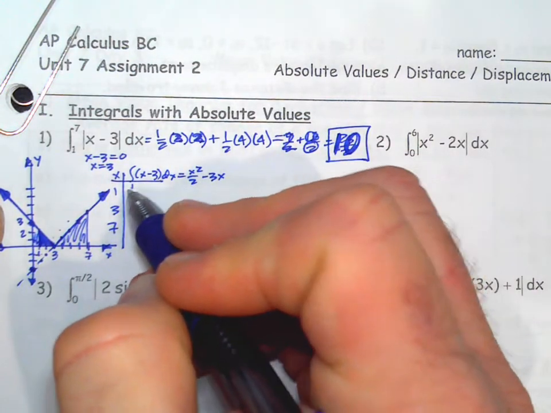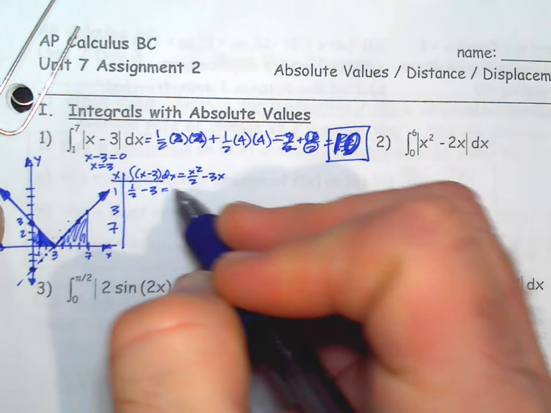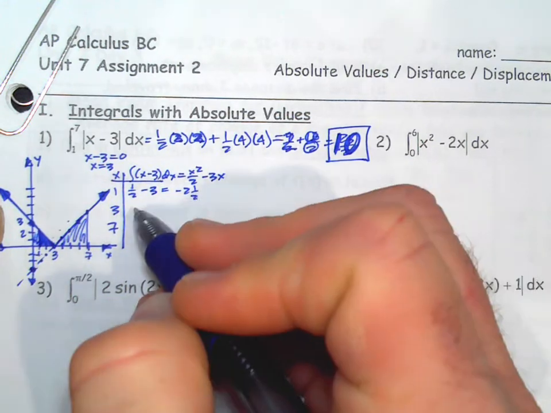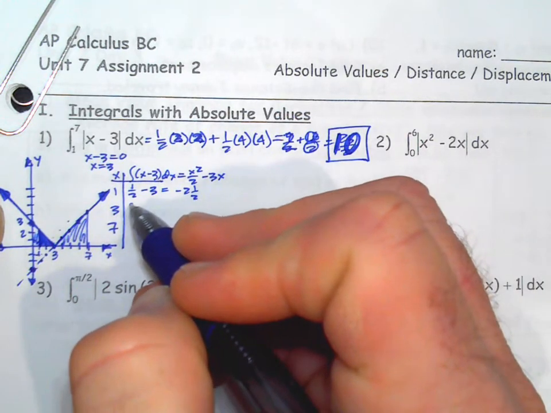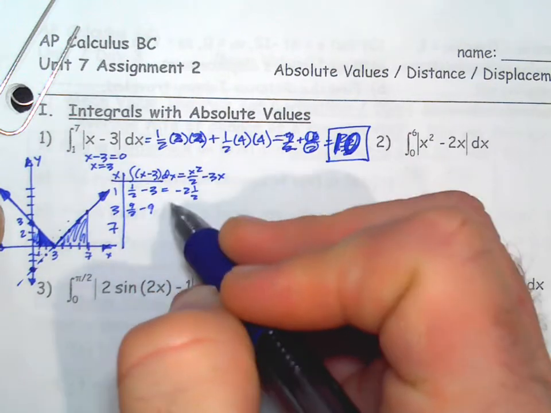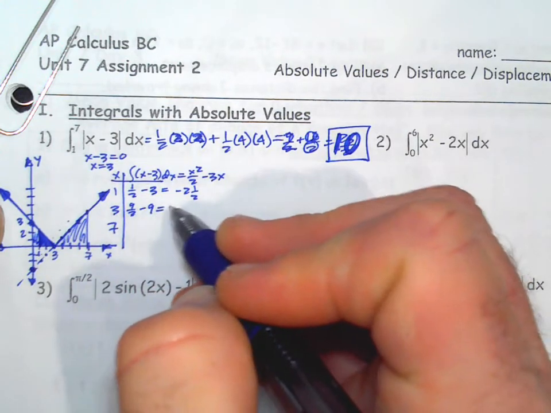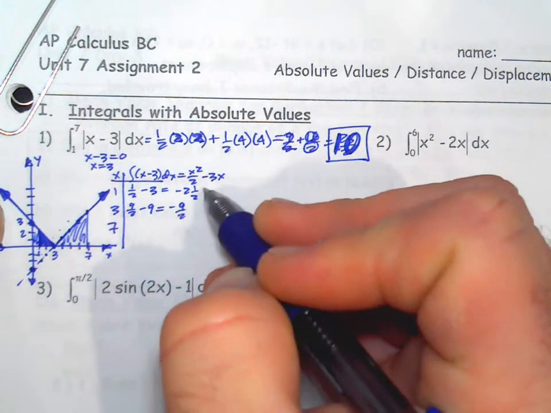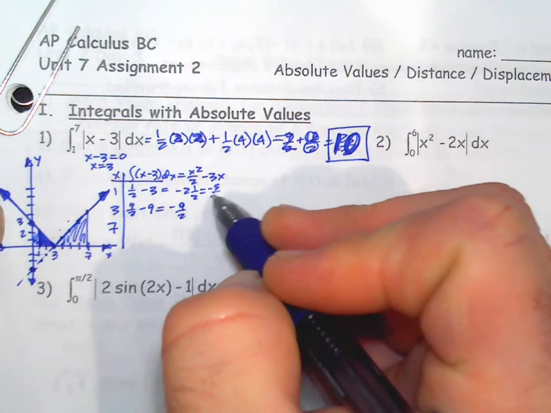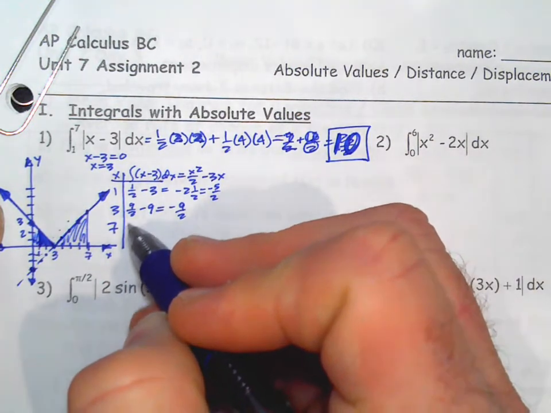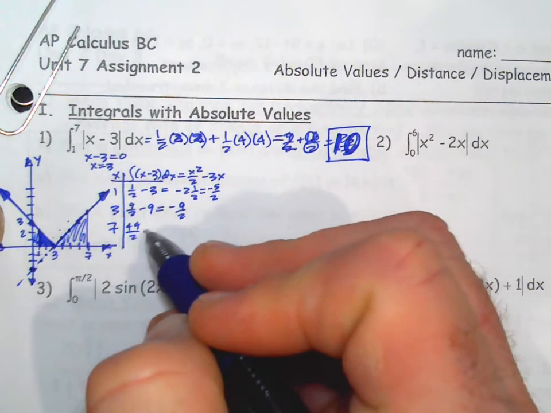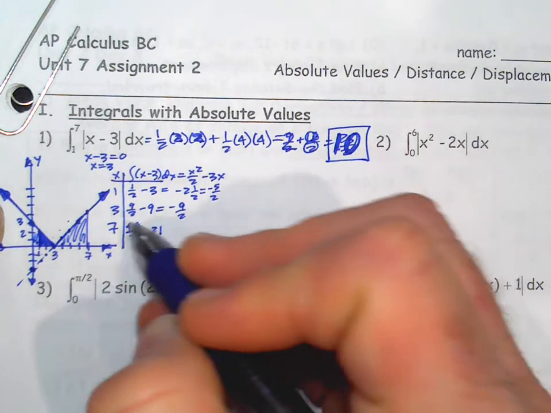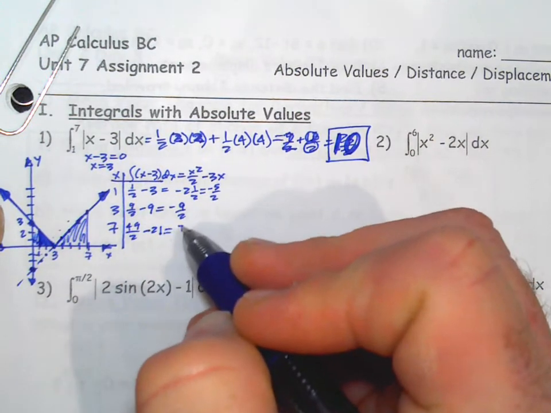You get 1/2 minus 3 is negative 2/2, and you get 9/2 minus 9 equals negative 9/2. You make this negative 5/2. You plug 7 in, you get 49/2 minus 21. So 49 minus 42 would be 7/2.